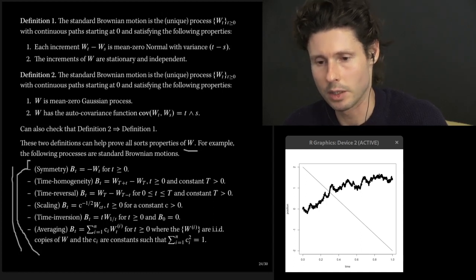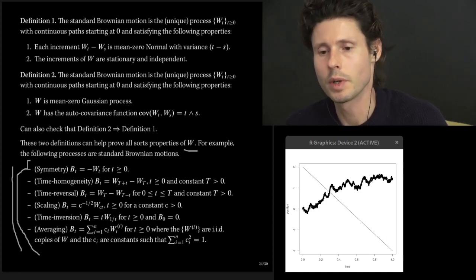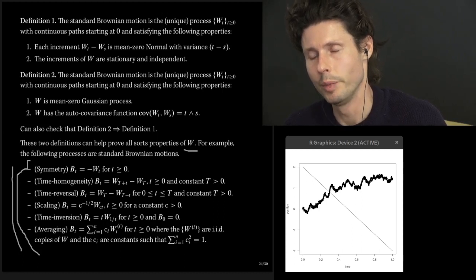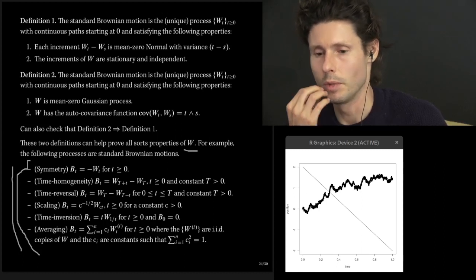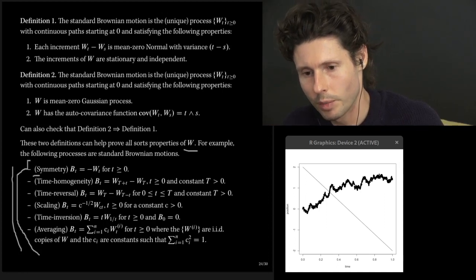And for practice, you can try to prove each one of these statements by using definition 1 or definition 2. And you'll find that some of these properties will be difficult to prove with definition 1, and definition 2 will have to step in. And conversely, some will be difficult to prove with 2, and you'll use definition 1. So one property is symmetry.